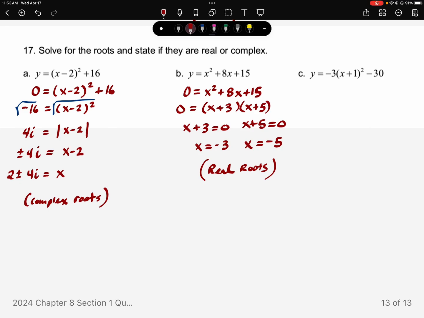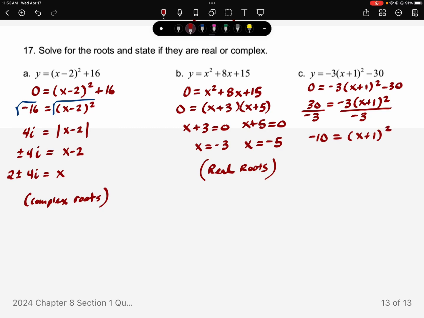And then letter C, this one's similar to letter A. I'm going to solve it that way. I'm going to do 0 is equal to negative 3 times the quantity x plus 1 squared minus 30. Let's add 30 across to each side. So we have negative 3 times x plus 1 squared on the right side and then positive 30 on the left. We now need to get rid of that negative 3, so we're going to divide each side by negative 3. So we're going to have negative 10 is equal to x plus 1 squared.